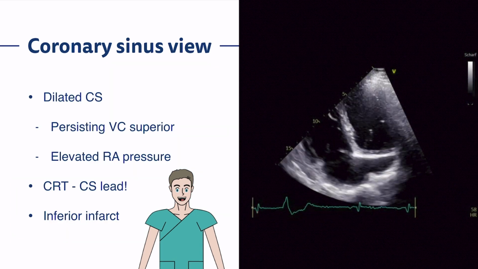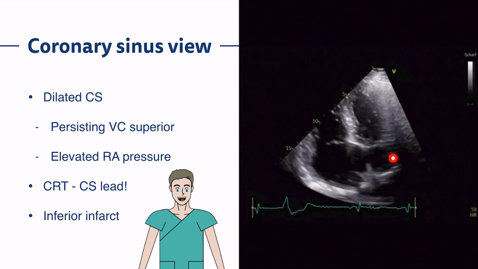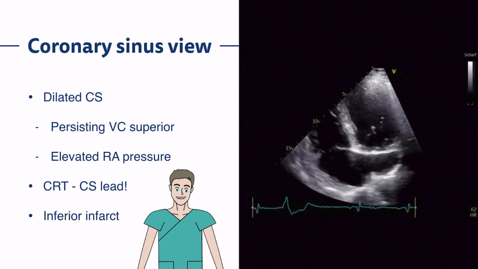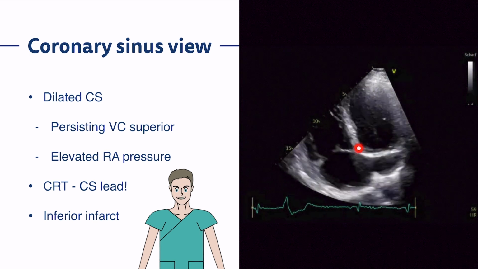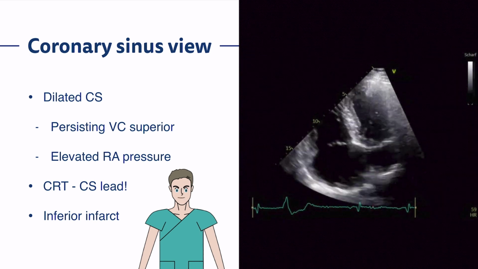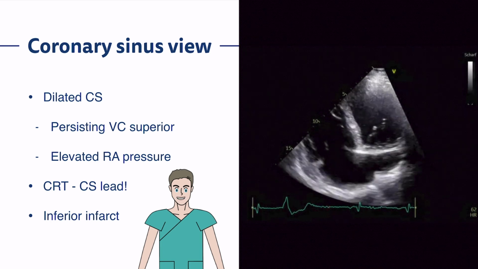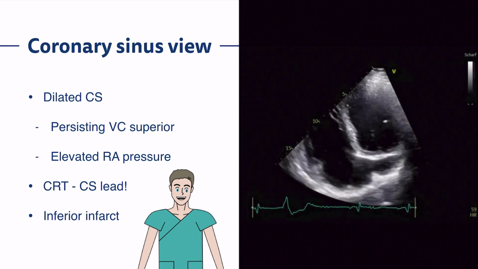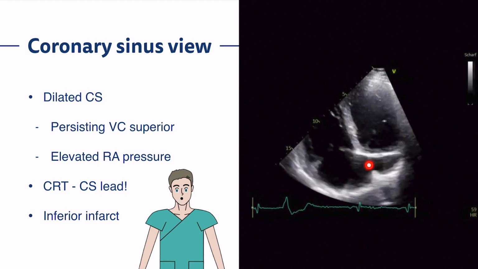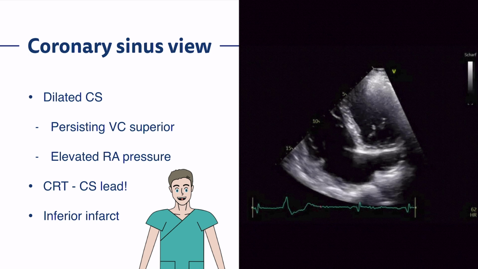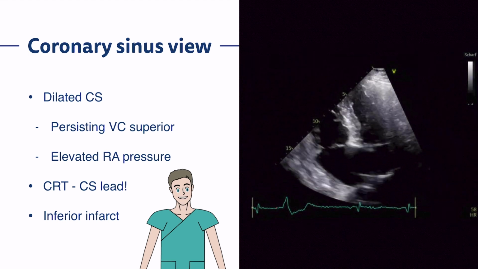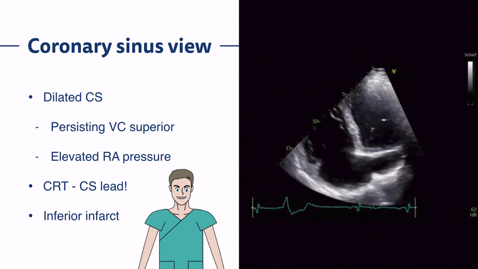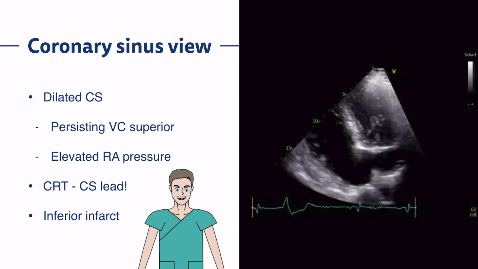So the coronary sinus view, when you have a large coronary sinus like this, you have an extrasystole here, a large coronary sinus. This is the patient who had a ruptured sinus of Valsalva. There is another pathology or anatomical variant. You can see a persistent left superior vena cava. Here you can see the coronary sinus. So young patients with a severe dilatation of the coronary sinus most likely have a persisting left superior vena cava. It can also be a hint of an elevation of right atrial pressures.